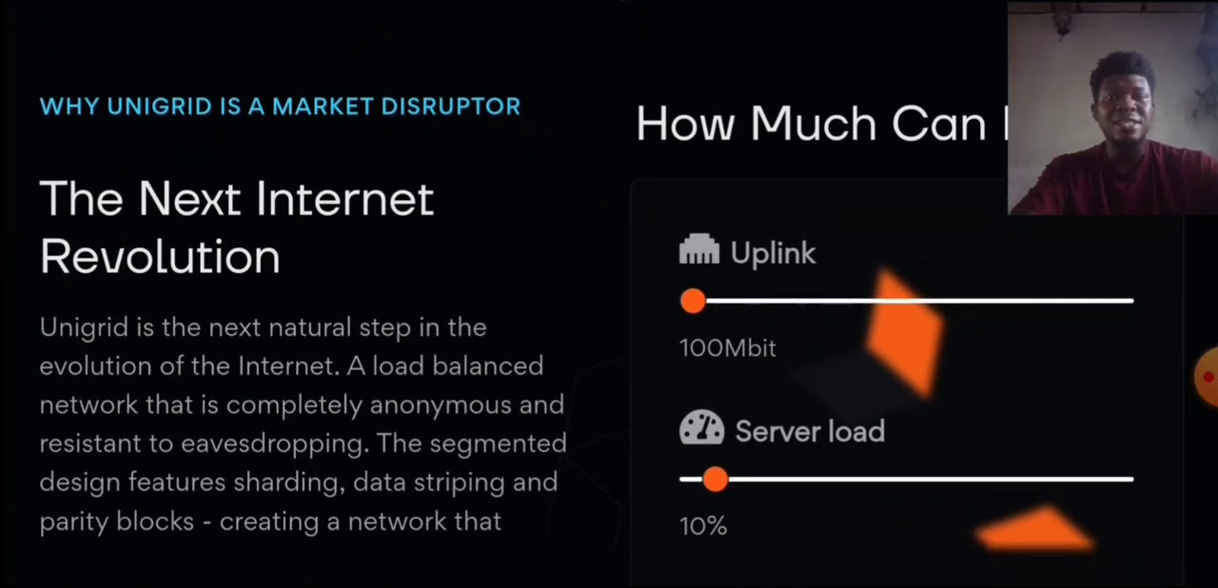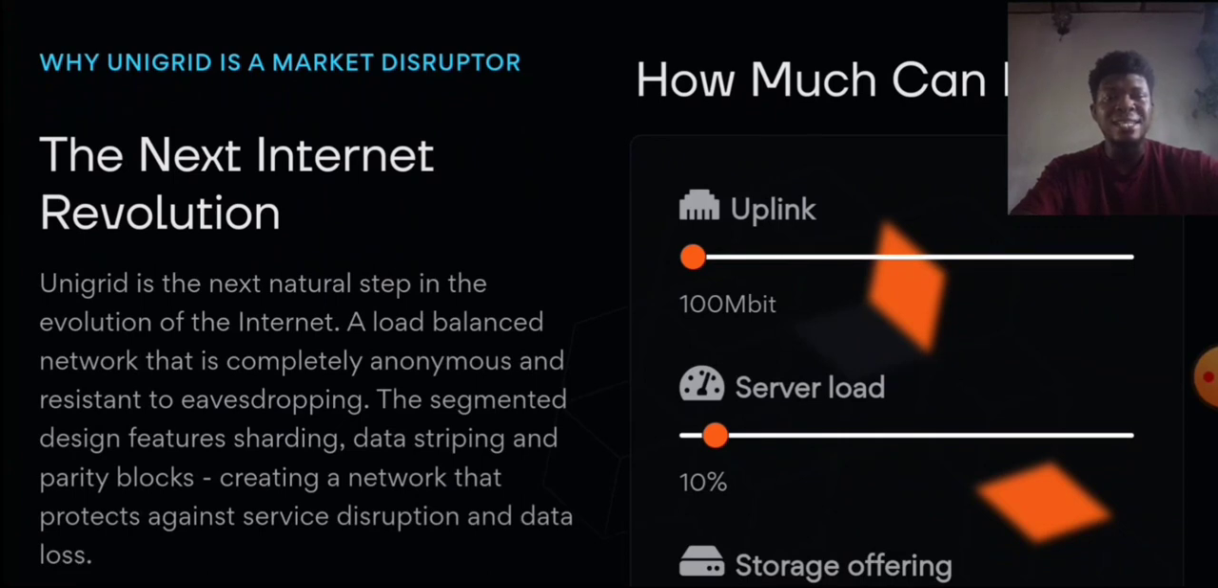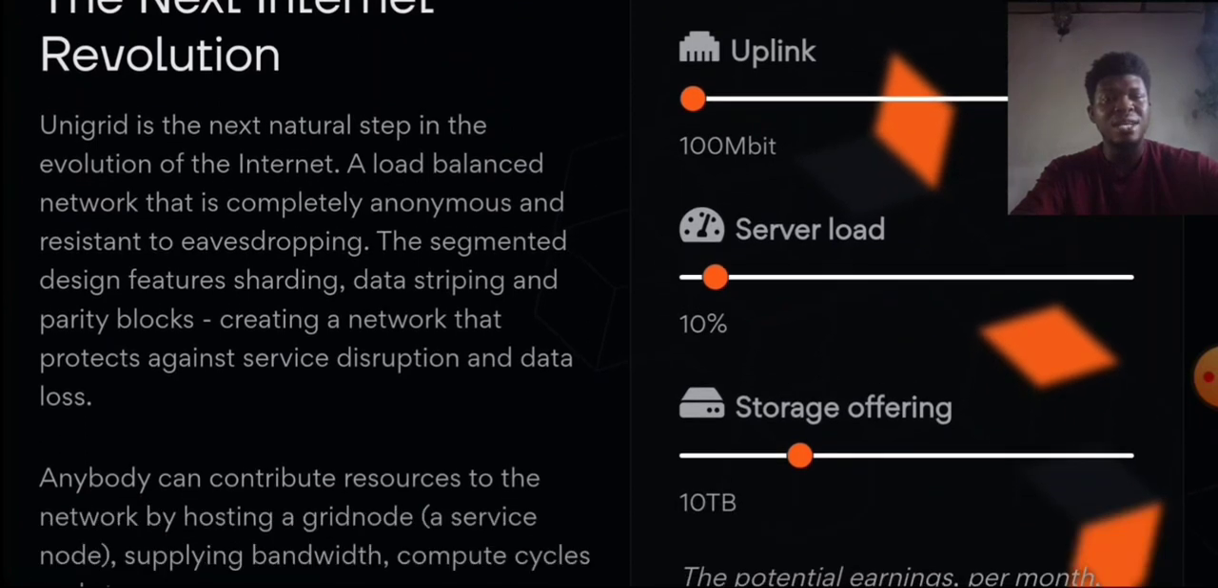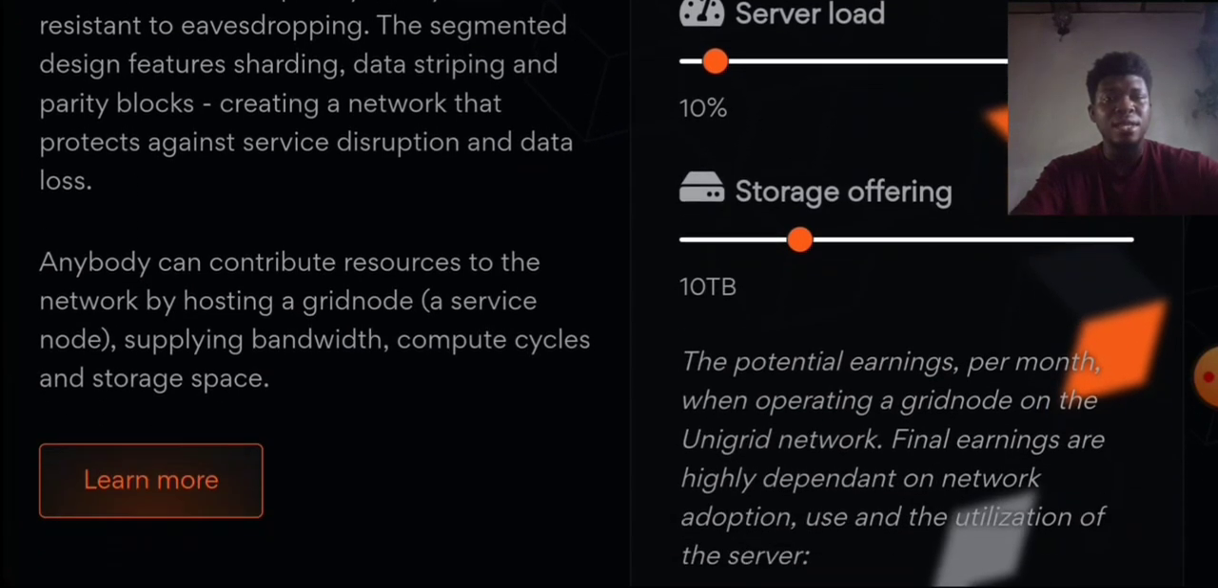Unigrade is the next internet revolution. Unigrade is the next natural step in the evolution of the internet, a load-balanced network that is completely anonymous and resistant to eavesdropping. The segmented design features sharding, data striping, and parity blocks, creating a network that protects against service disruption and data loss.